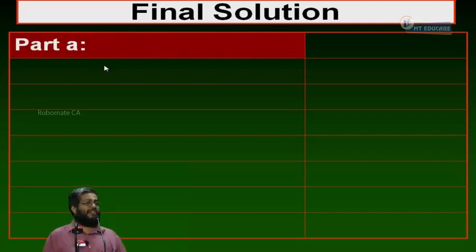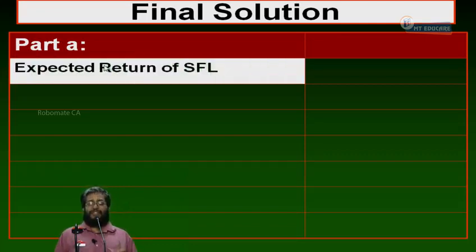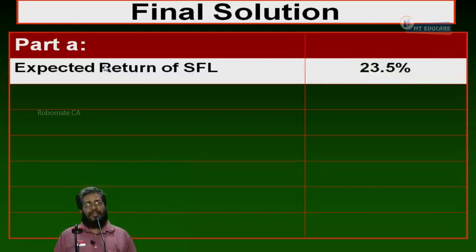Part A question asks you to understand the share. Expected return of SFL. Based on their past performance, how much can I expect from it? 80% return? No. How much return can I expect? 23.5. The word expected return generally is used to indicate an average return.